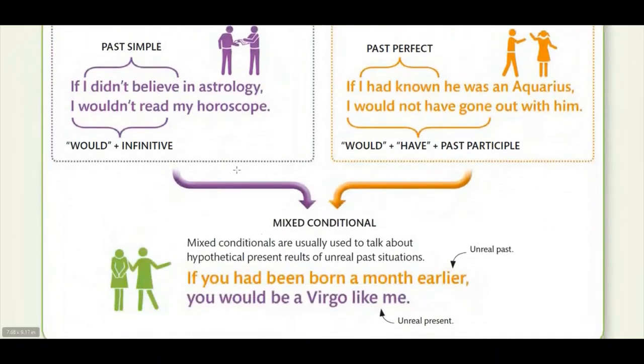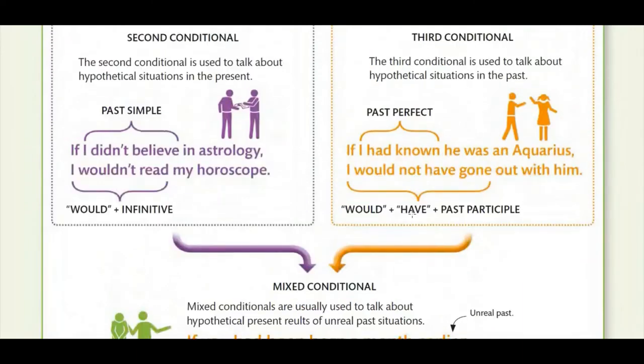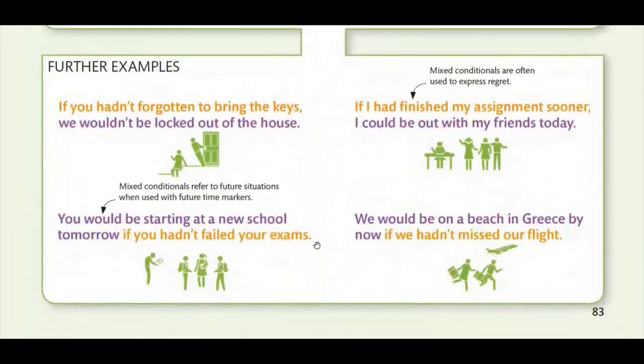Now we are mixing. These are mixed conditionals. Mixed conditionals are usually used to talk about hypothetical situations, present results of unreal past situations. If you had been born a month earlier, you would be a Virgo like me. Let's take further examples to understand better.